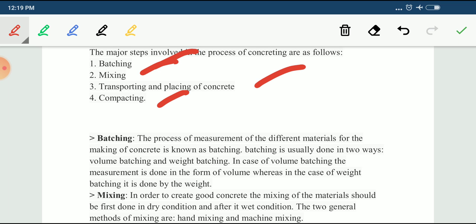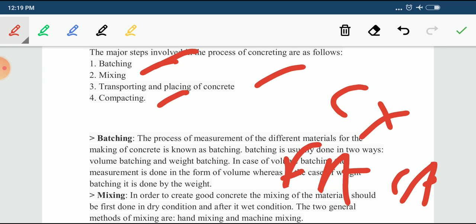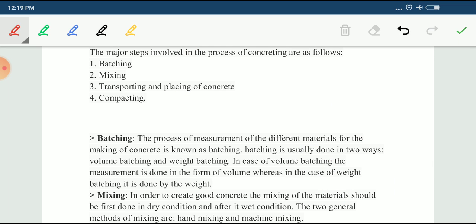Okay, what do you mean by batching? Batching means measurement. It's a process of measuring different materials. If you are using cement, fine aggregate, and coarse aggregate, you have to measure the quantity required. Okay, this is called batching.